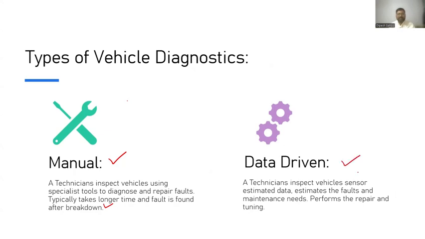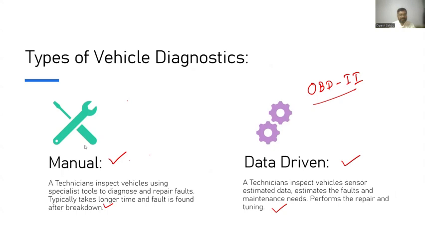Another one is data driven. Data driven means your vehicles have OBD2 ports that are used to relay the information stored from the sensors. The technician inspects vehicle sensor data, estimates the faults and maintenance needs, and performs the repair and tuning. So in data driven, the technician already knows these are the faults, and these are the faults that may happen after some time. So the technician repairs the faults and maintains those parts so that the fault period will be delayed, or it can be well taken care of in the next servicing time.